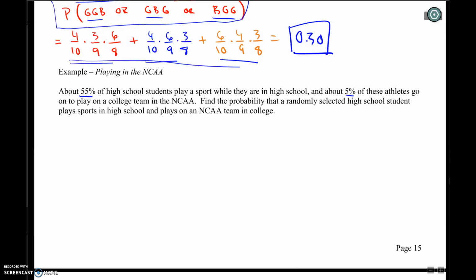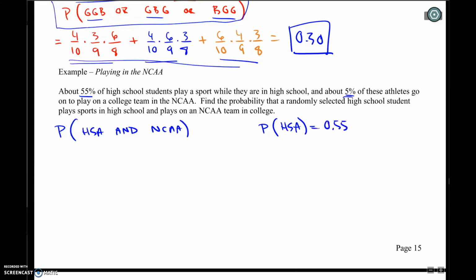Find the probability that a randomly selected high school student plays sports in high school and so I need to find the probability that they are a high school athlete and NCAA athlete. So I want the probability that they both happen. All right, so what is this 55%? 55% of high school students play sports. So this is a probability that you are a high school athlete. That's 0.55.